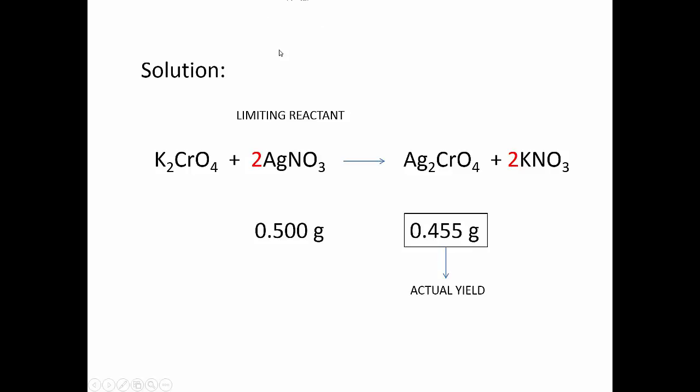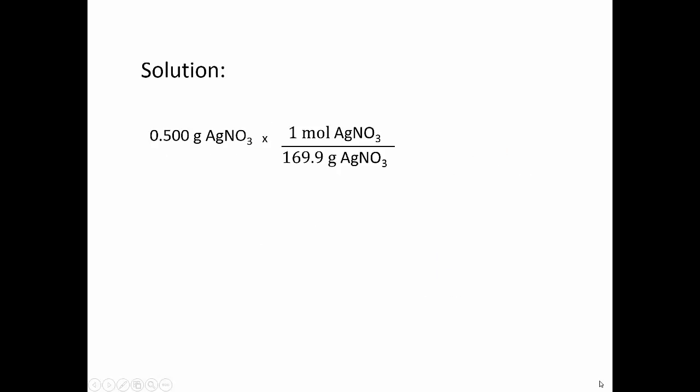Once we know the limiting reactant, we can now calculate the maximum amount of product possible, which is called the theoretical yield. Since silver nitrate is our limiting reactant, we can compute the theoretical yield based on this limiting reactant. So, solving for the theoretical yield, we will start with 0.500 grams silver nitrate times its molecular weight. We should write gram here on the denominator so that it can be cancelled out with the given. So you have this. Gram silver nitrate is now cancelled out.